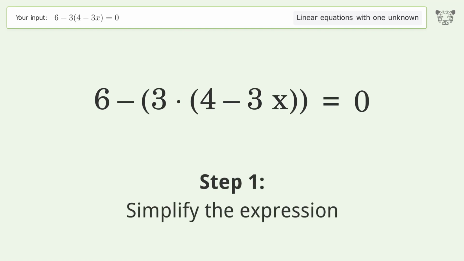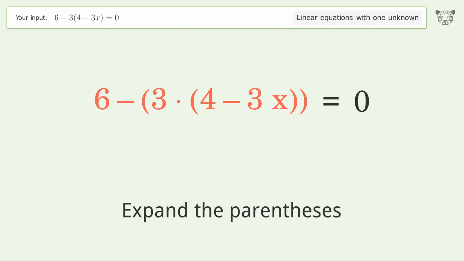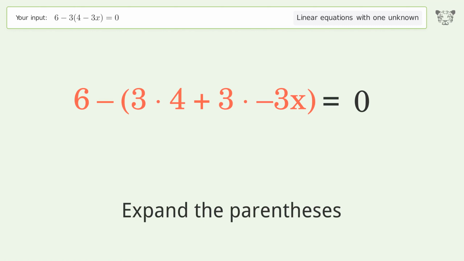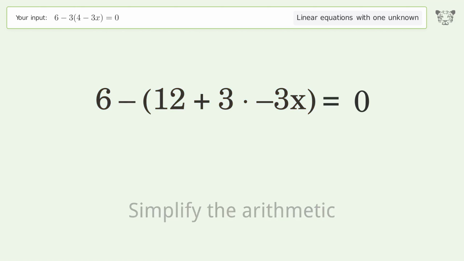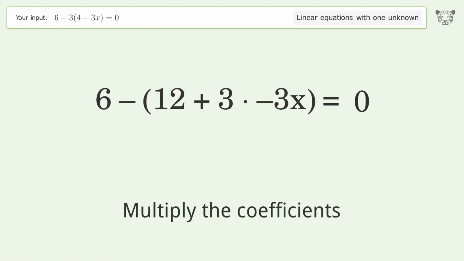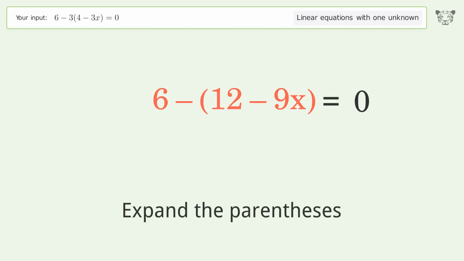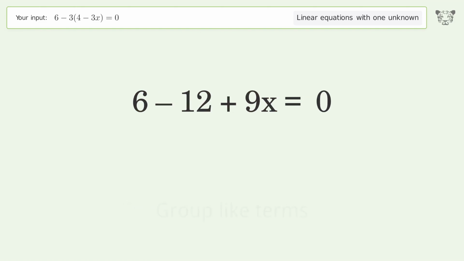Simplify the expression. Expand the parentheses. Simplify the arithmetic. Multiply the coefficients. Expand the parentheses. Group like terms.